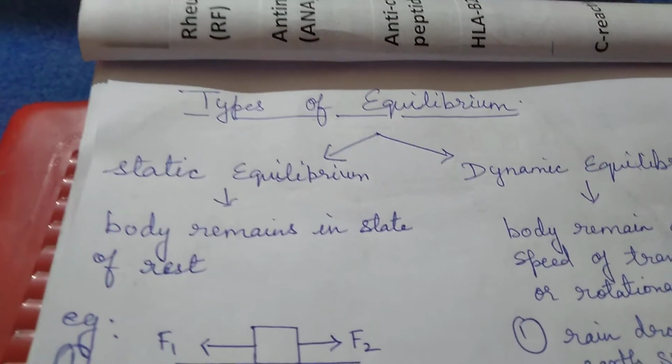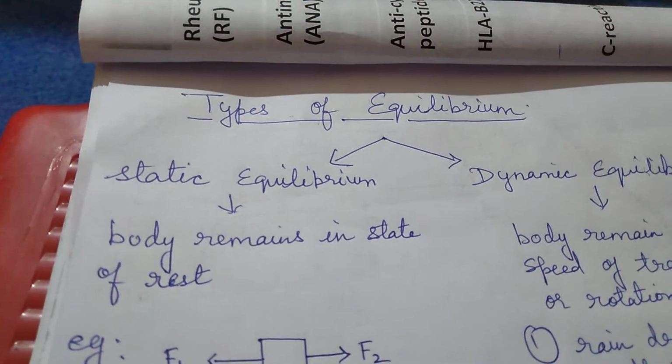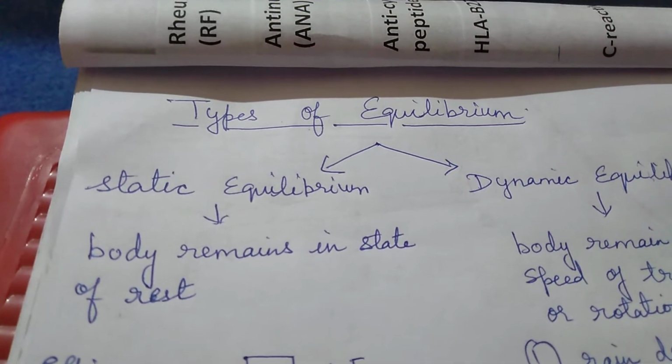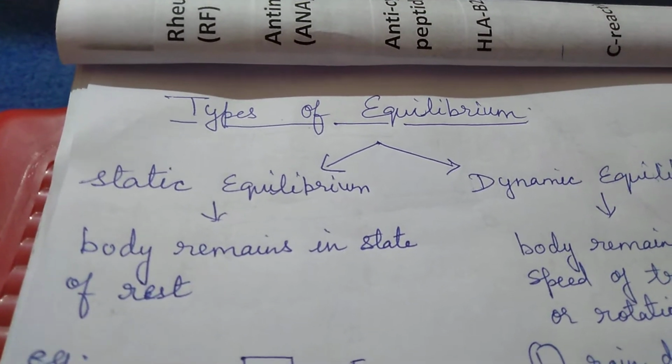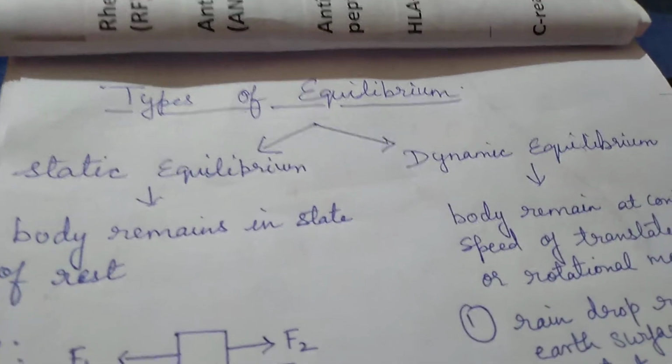Now in the last video we have seen that a body is said to be in equilibrium if the net resultant of all the forces acting on the body fails to change its position or fails to change its state of rest or of constant or uniform motion.